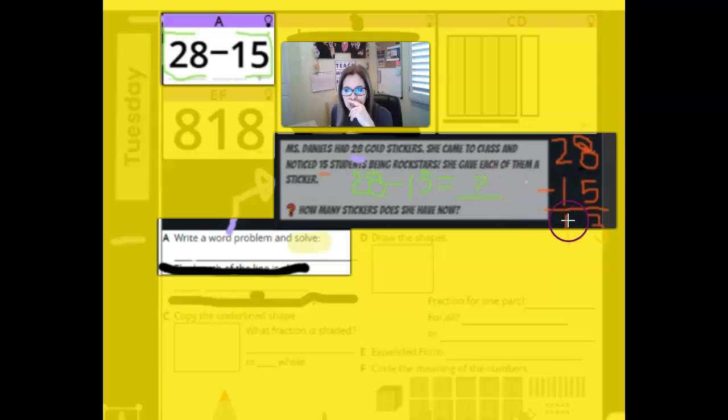Check. So what does this 13 mean? That's the difference I got. What does 13 mean? What is 13 what? It says, how many stickers does she have now? 13, but it's not just 13. It's 13 stickers. So I'm looking for 13 more people that are being rock stars to give stickers to. And that's how you can show me that you solved A. Let's move on.